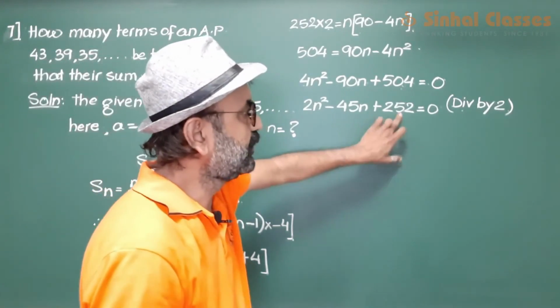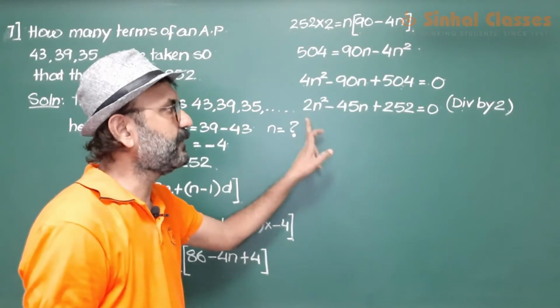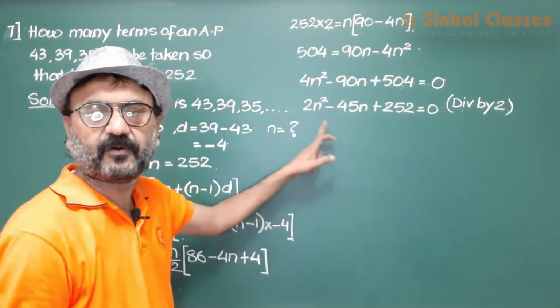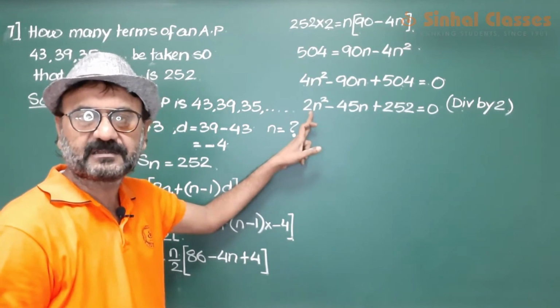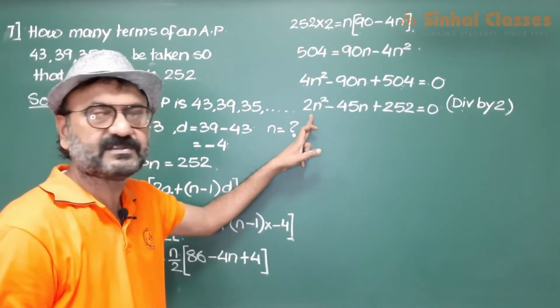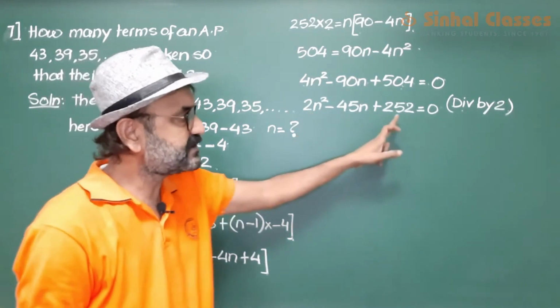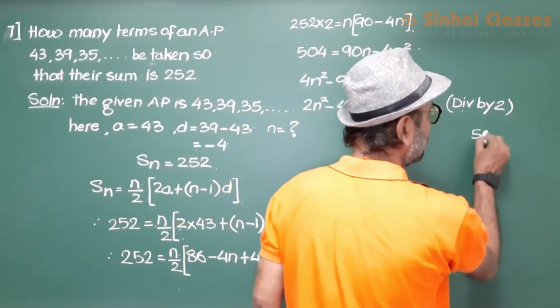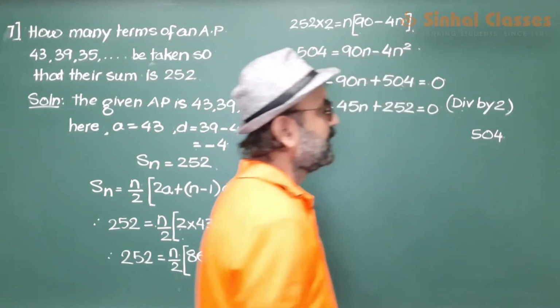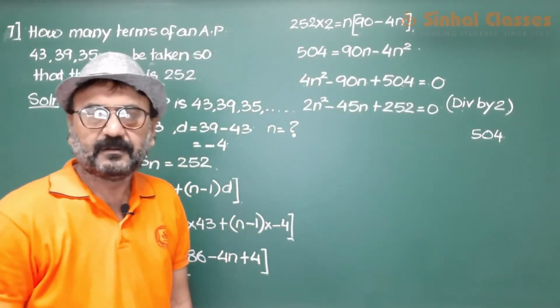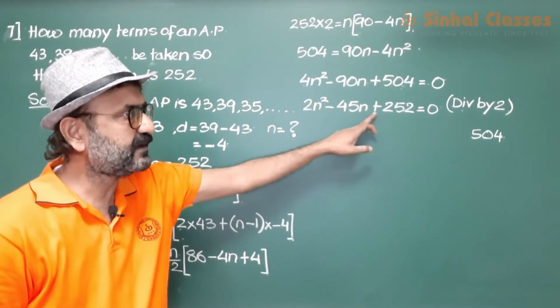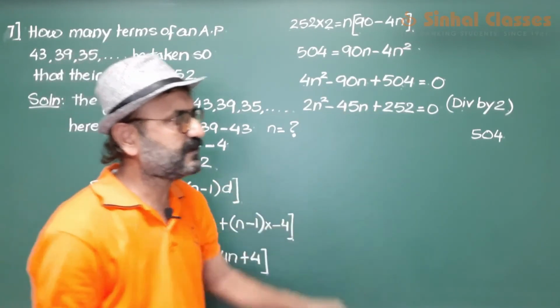The first step is 252 multiplied by 2. How do we solve a quadratic equation? Follow the steps that I have taught you in the class over and over again, even while solving the chapter quadratic equation. First step should be 252 into 2, which is 504. Find out its factor that should give you 45 on addition.